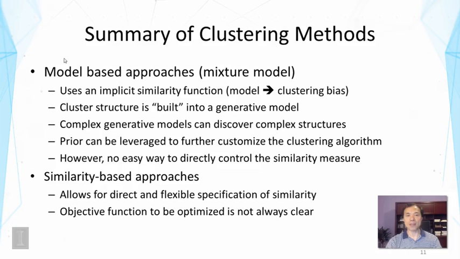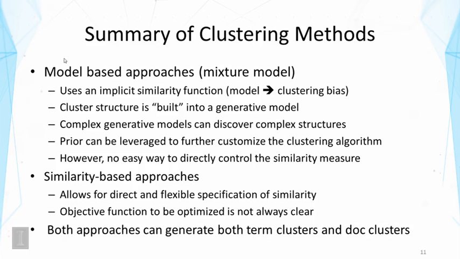We also talked about similarity-based approaches. These approaches are more flexible and directly specify similarity functions. But one potential disadvantage is that their objective function is not always very clear. The k-means algorithm has a clearly defined objective function, but it's also very similar to a model-based approach. The hierarchical clustering algorithm, on the other hand, is harder to specify the objective function for. So it's not clear what exactly is being optimized.